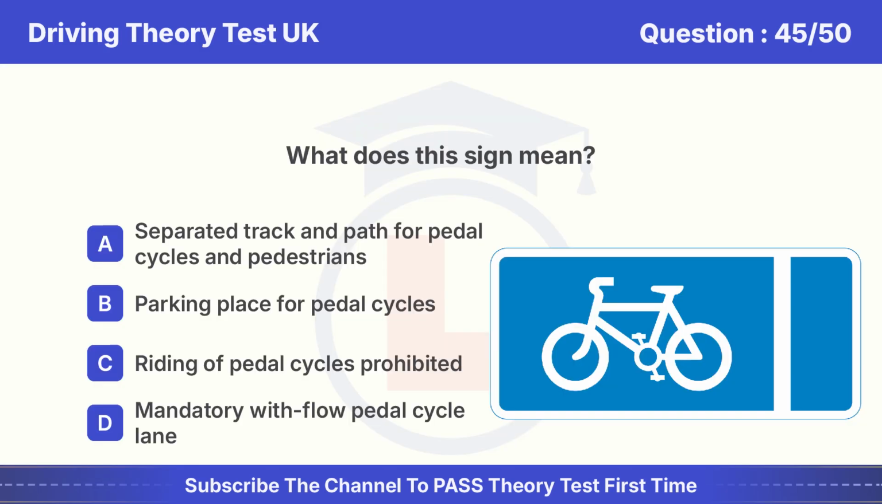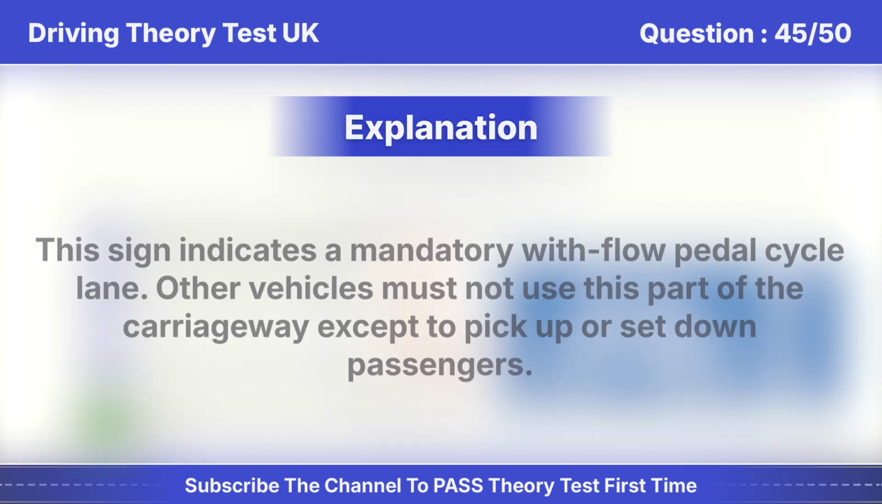Question 45. What does this sign mean? Answer is D. Mandatory with-flow pedal cycle lane. This sign indicates a mandatory with-flow pedal cycle lane. Other vehicles must not use this part of the carriageway except to pick up or set down passengers.